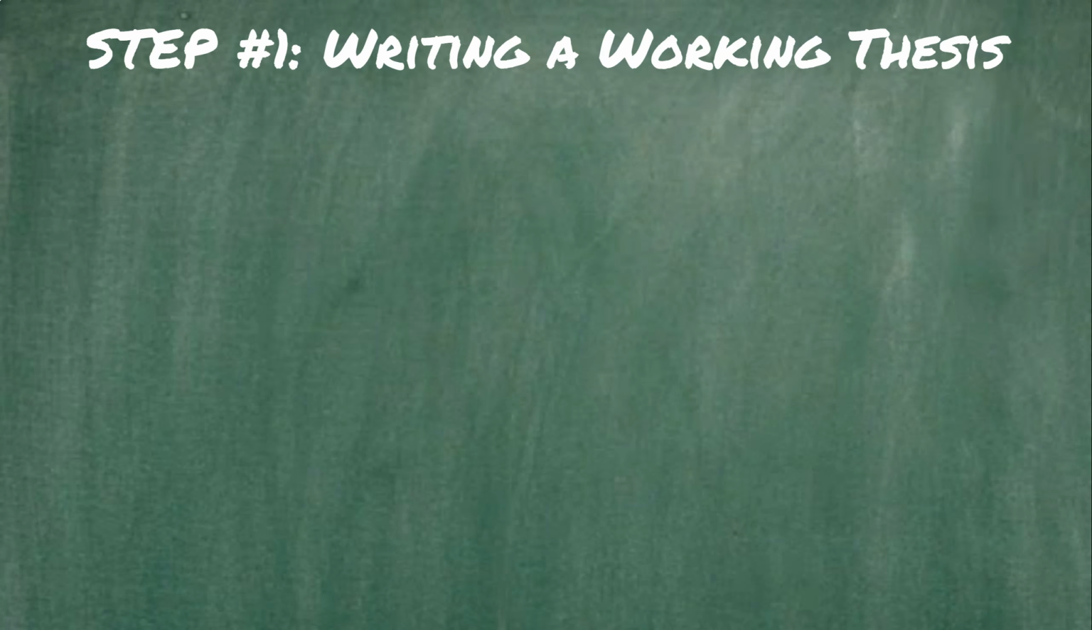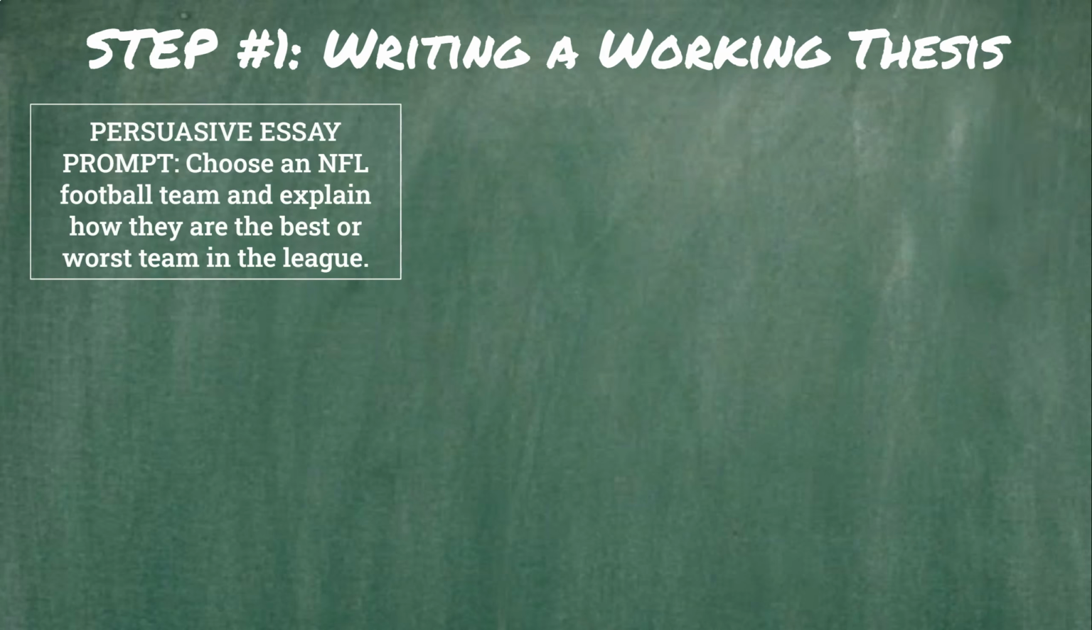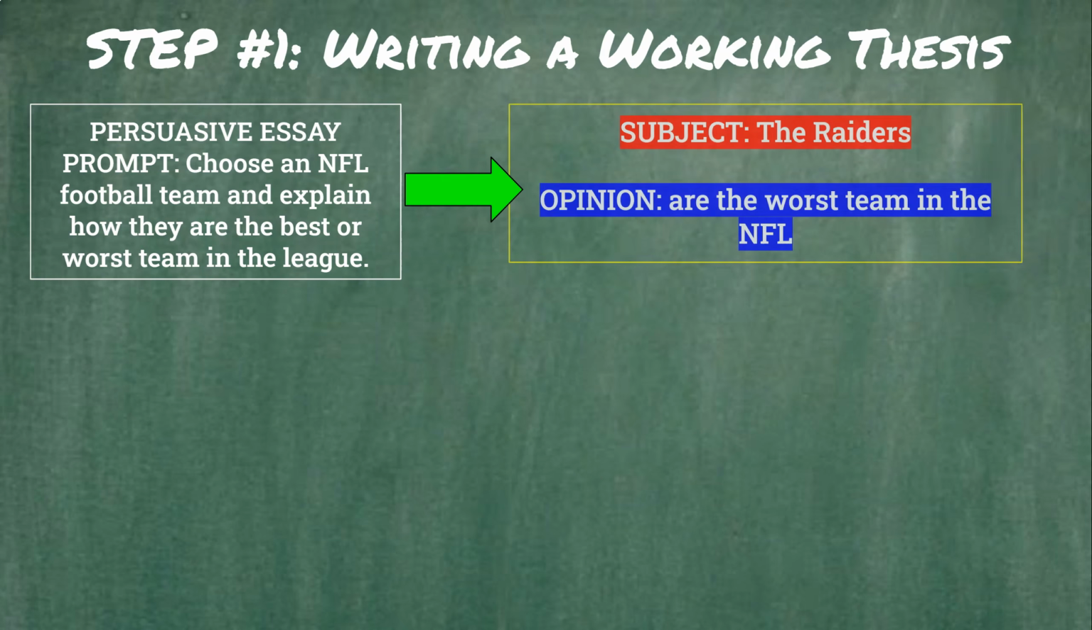For example, let's say you've been asked to write a 5-paragraph persuasive essay using this essay prompt. Choose an NFL football team and explain how they are the best or worst team in the league. After you have researched and compared the teams and their statistics, you need to first choose a team, which becomes your subject, and then state whether they are the best or worst team in the NFL, and that becomes your opinion. Let's choose a subject and an opinion and plug it into the working thesis equation.